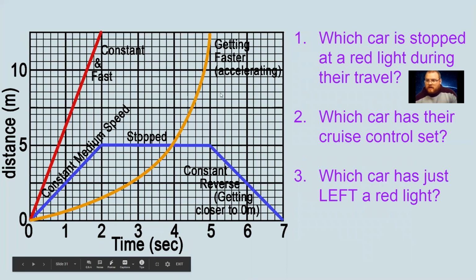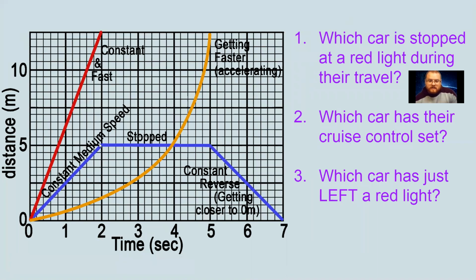So the answers for that is which car is stopped. As you can see, the distance traveled is right here, and then our speed has hit 0. We are not increasing at all. We are not traveling at all. So our blue car is the one that stopped at a red light.